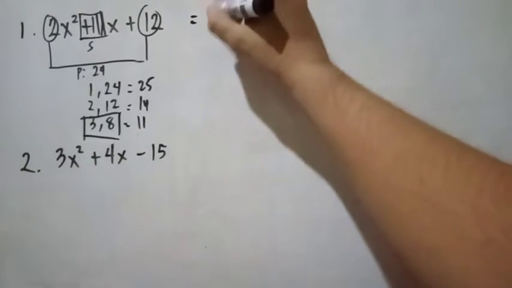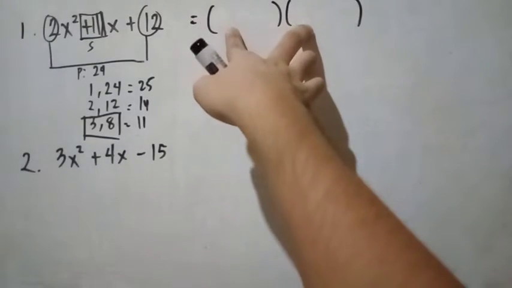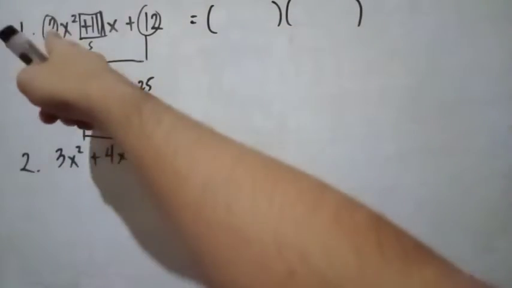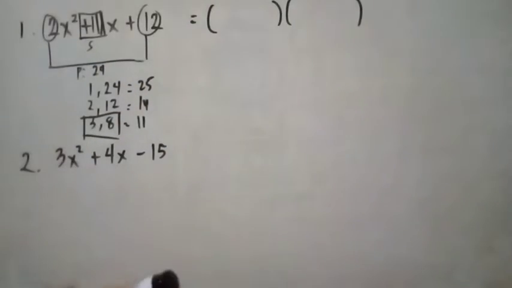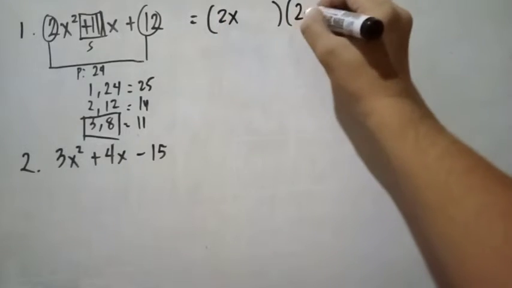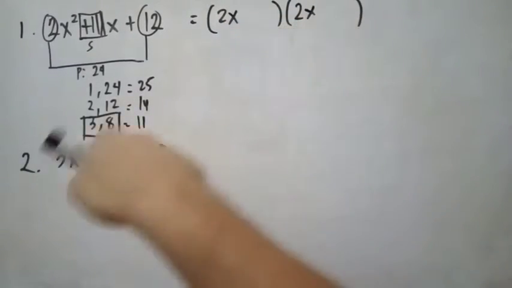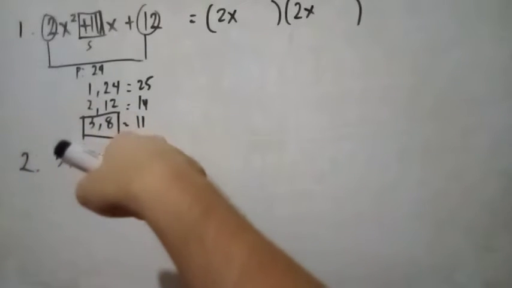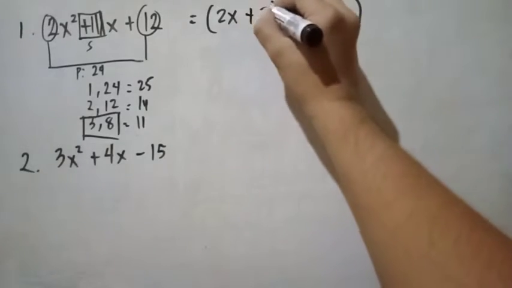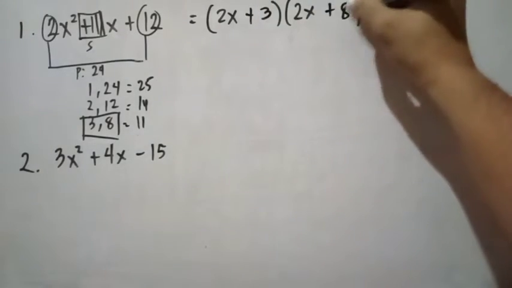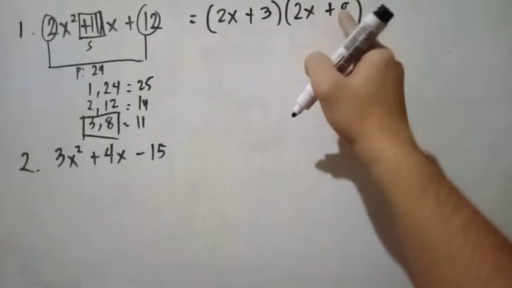Ngayon, gawa tayo ng dalawang parenthesis para sa binomial factors. And yung first term ng binomial ay nakabase dito sa leading coefficient, which is 2. So, yung first term ng binomial ay parehong 2x. And then, yung second term natin or yung last term ng binomial ay galing dito, 3 at saka 8. And dahil pares positive, isusulat natin ng plus 3 at saka plus 8. Ayan. So, we have 2x plus 3 and 2x plus 8.